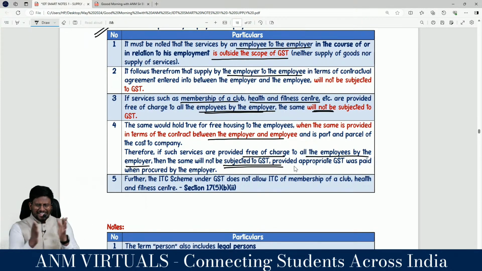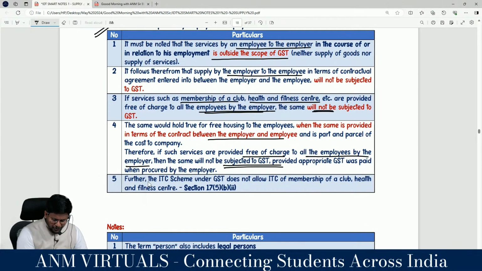So, a one line summary of the entire discussion: the relationship can be classified into how many categories? Two categories. Number 1, service provided by the employee to the employer is covered in Schedule 3. If service is provided by the employer to the employee, it is covered in Schedule 1. That is deemed supply. It has exceptions: gifts up to rupees 50,000, and perquisite provided by the employer to the employee.